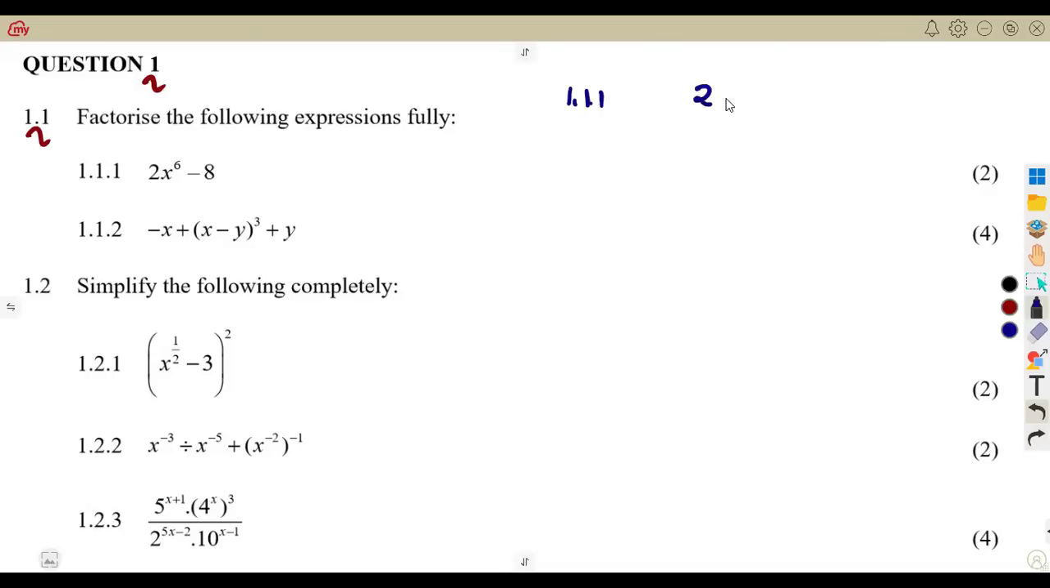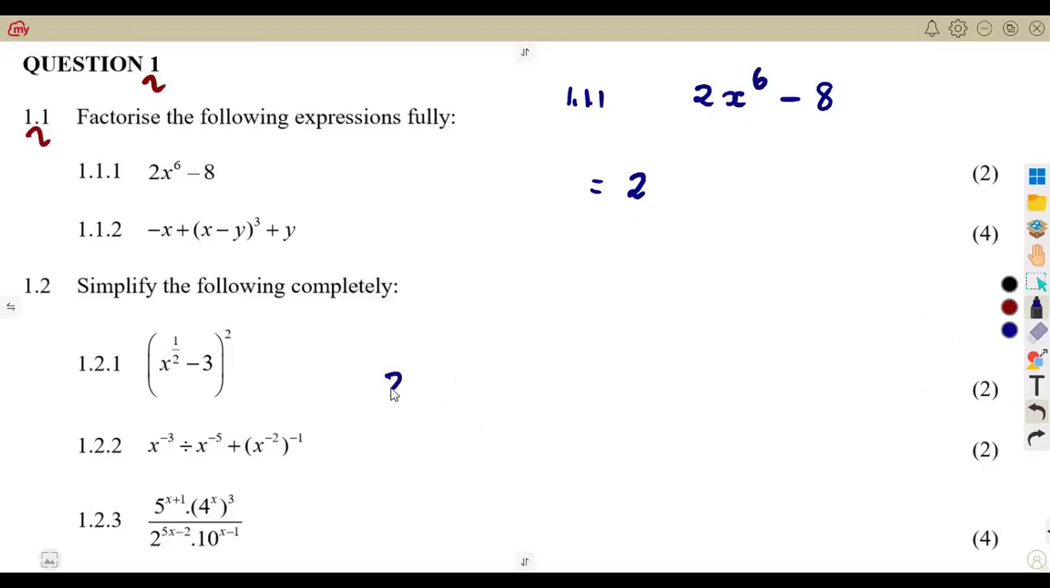We are given this as 2x to the exponent of 6 minus 8. And they say factorize. Remember the golden rule? You have to factor out what is common first. If there is something that is common, make sure that you do so. So between 2 and 8, is there anything that is common? Do we have the highest common factor between 2 and 8? So you see that 2 is the highest common factor.